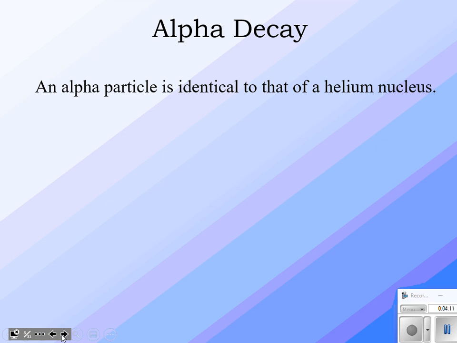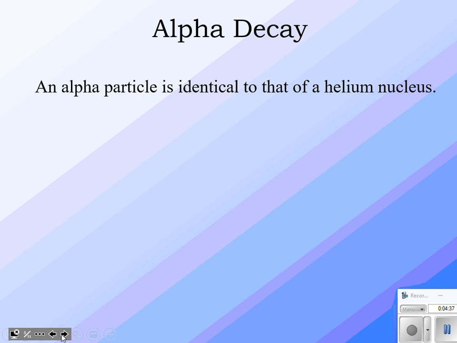Well, what does that mean? Well, we know helium has how many protons? Go ahead and take out your periodic tables, because we're going to be referring to those a lot today. Helium has how many protons? Malcolm? Two protons, excellent. Helium has 2 protons.